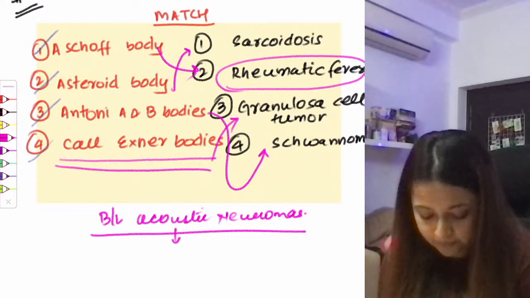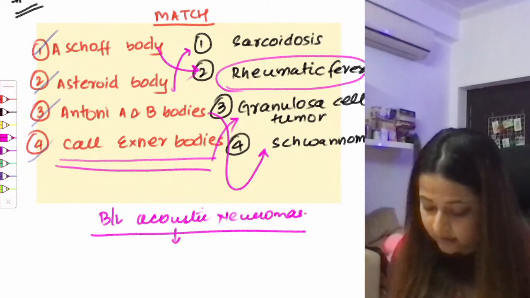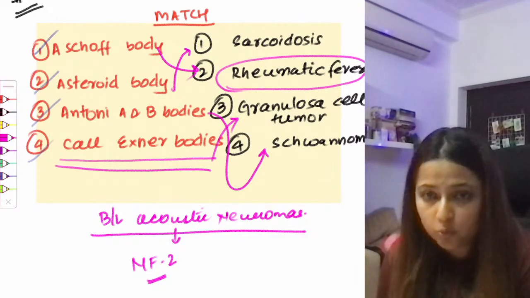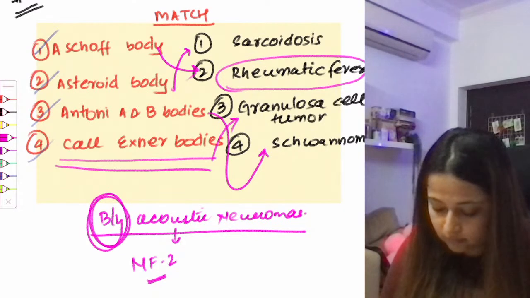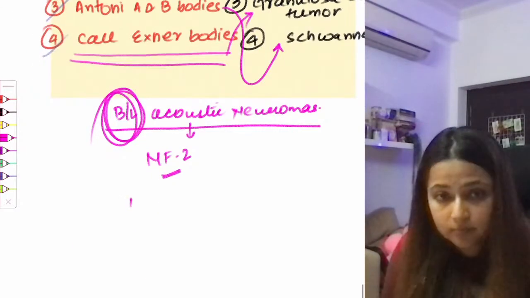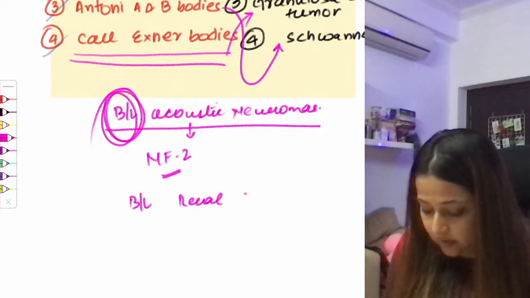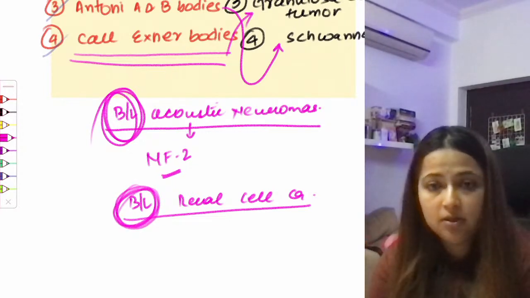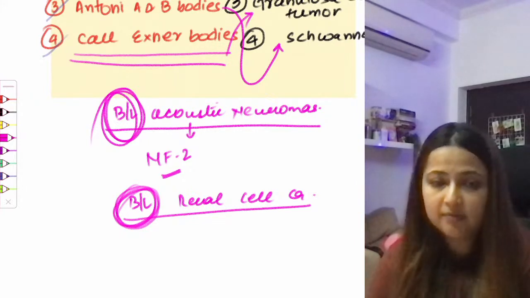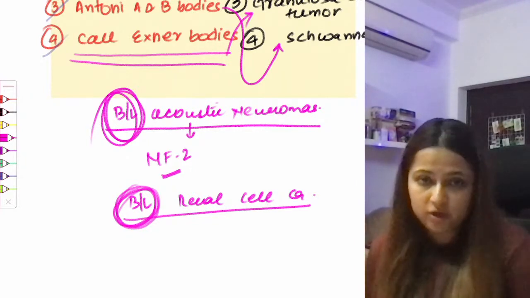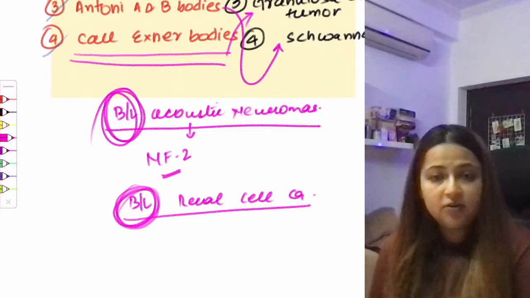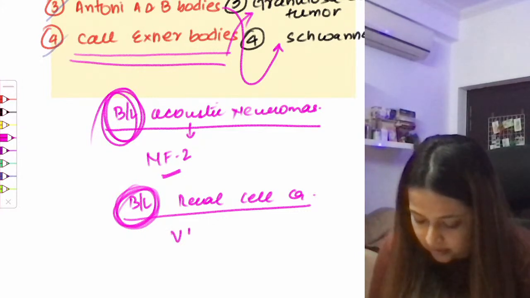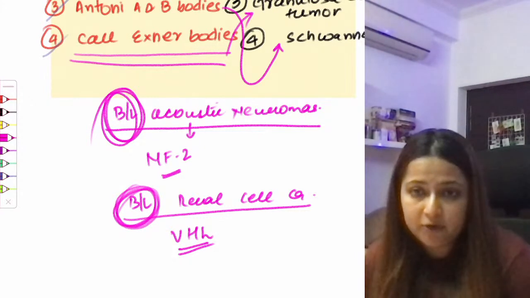Bilateral acoustic neuromas. Bilateral. Yes. So the answer to this question is NF2. NF2 stands for neurofibromatosis type 2. So remember this bilateral. Similarly, guys, bilateral renal cell carcinoma. See, usually cancers are unilateral. But if you see these situations, both the sides, that means there's a high possibility that some kind of syndrome would be associated with them. Bilateral renal cell carcinoma, most commonly associated with VHL, von Hippel-Lindau syndrome.